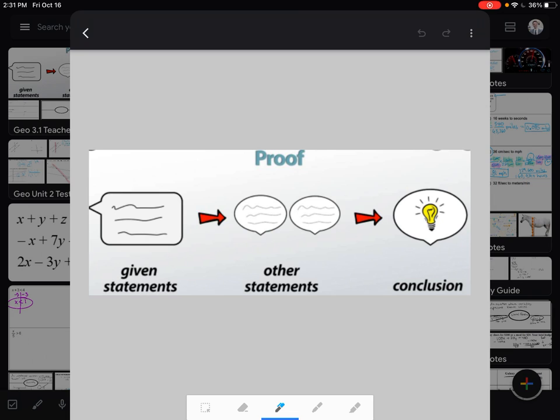Hi everyone and welcome. Today we are going to be talking about algebraic two-column proofs. So your goal after watching this video will be able to clearly define and solve algebraic two-column proofs.